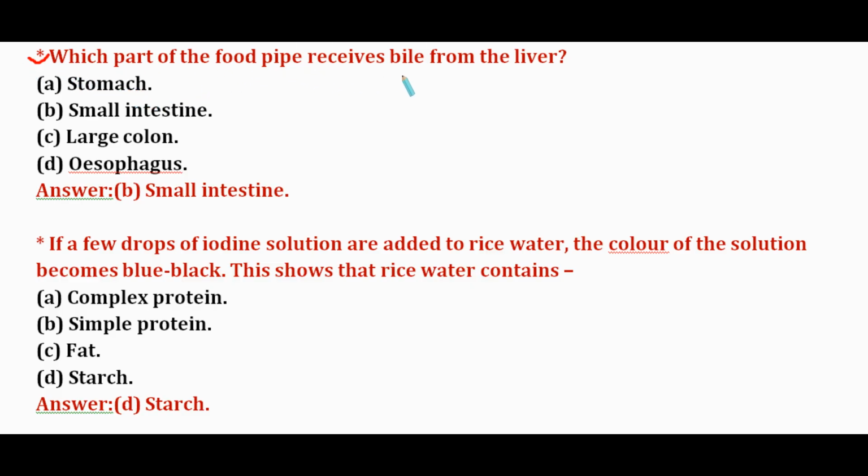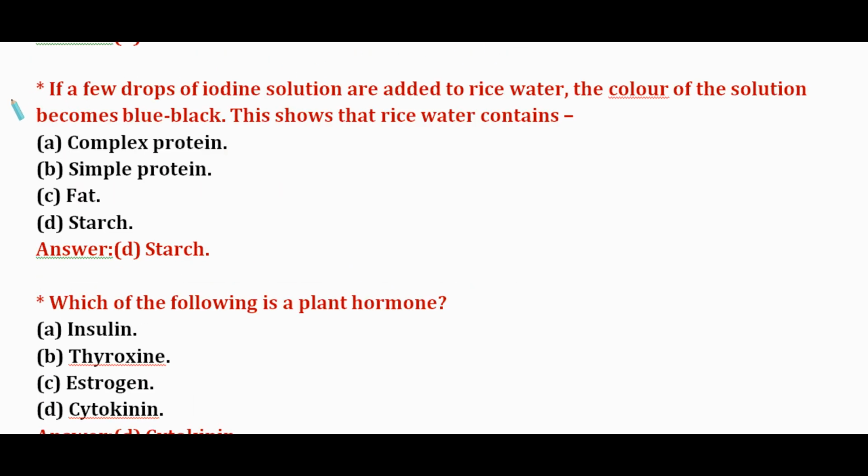Which part of the food pipe receives bile from the liver? Stomach, small intestine, large colon, esophagus. The small intestine is the correct answer.